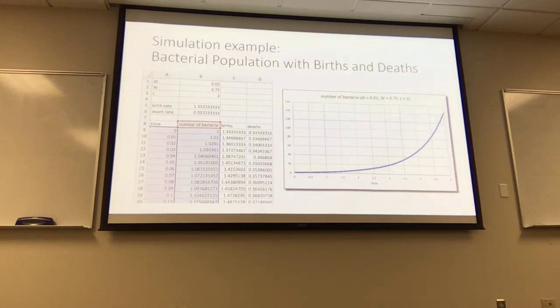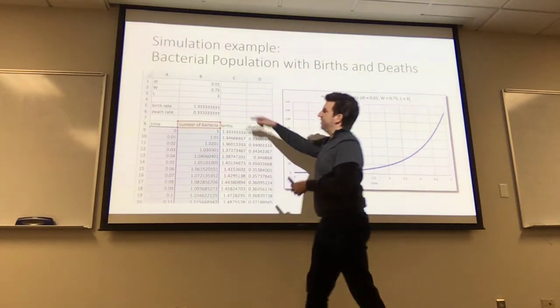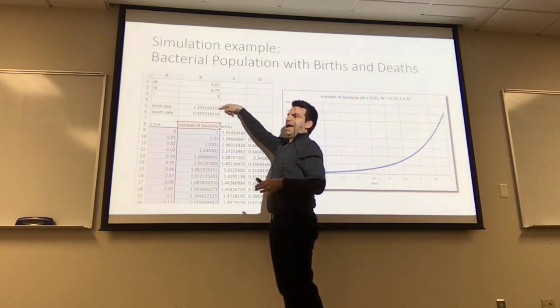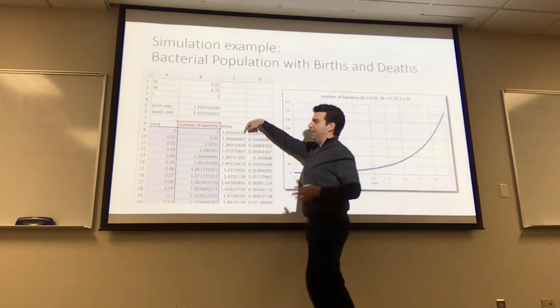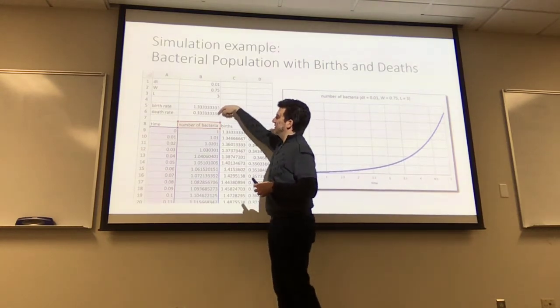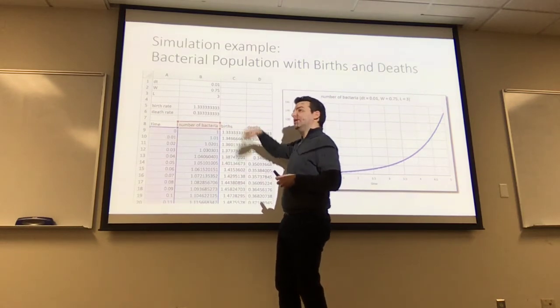Are those actually rates? That's right. So you can think of these as per bacteria rates, like per capita rates, and these are population level rates. So you're taking the per bacteria rates, multiplying by the number of bacteria, and getting the actual change in the population over time.